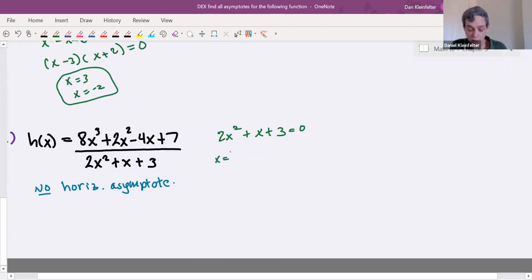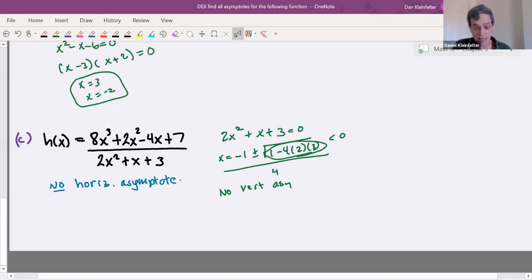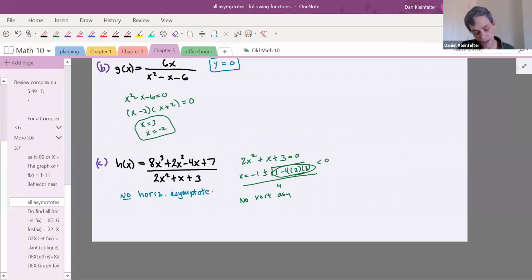So that will be -1 plus or minus the square root of 1 minus 4 times 2 times 3, all over 4. So taking a look at this, we can tell right away that that radicand is going to be negative, and so there's going to be no vertical asymptotes, because our radicand is less than 0, which would give us complex solutions. So that's not going to give real zeros.